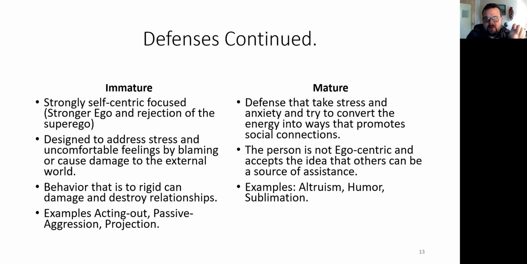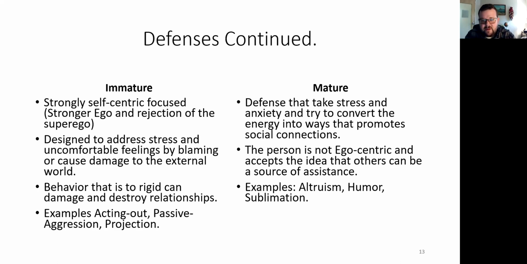Or mature defense is we're going to take this energy and convert it into a way that's socially constructive and connects us with others. So this person is not egocentric and accepts the idea that others can be a source of assistance. So others can help me. And this is going to fall in line with social interest that we'll talk about with individual psychology.